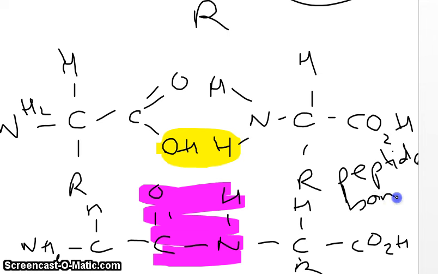So what you now have is 2 amino acids joined together, which forms a dipeptide. When you get lots joining together, it forms a polypeptide, and when the polypeptide folds up, that forms your protein.